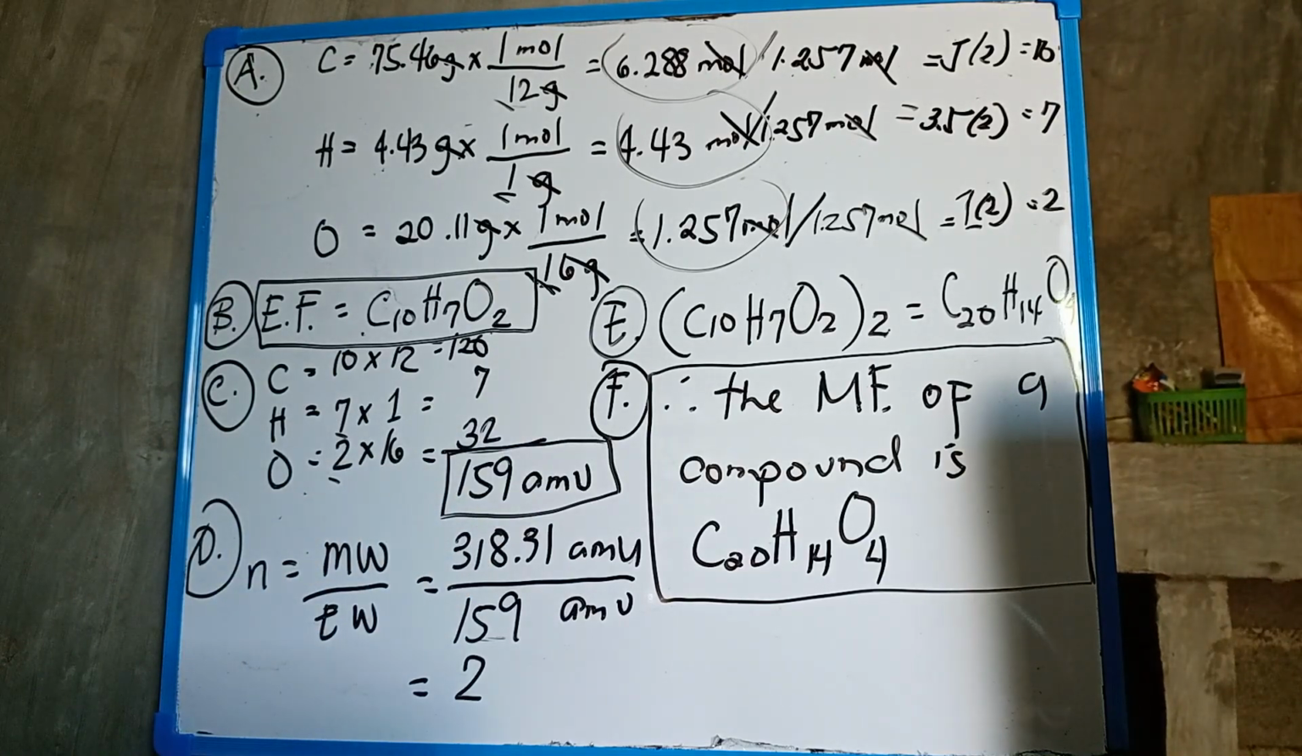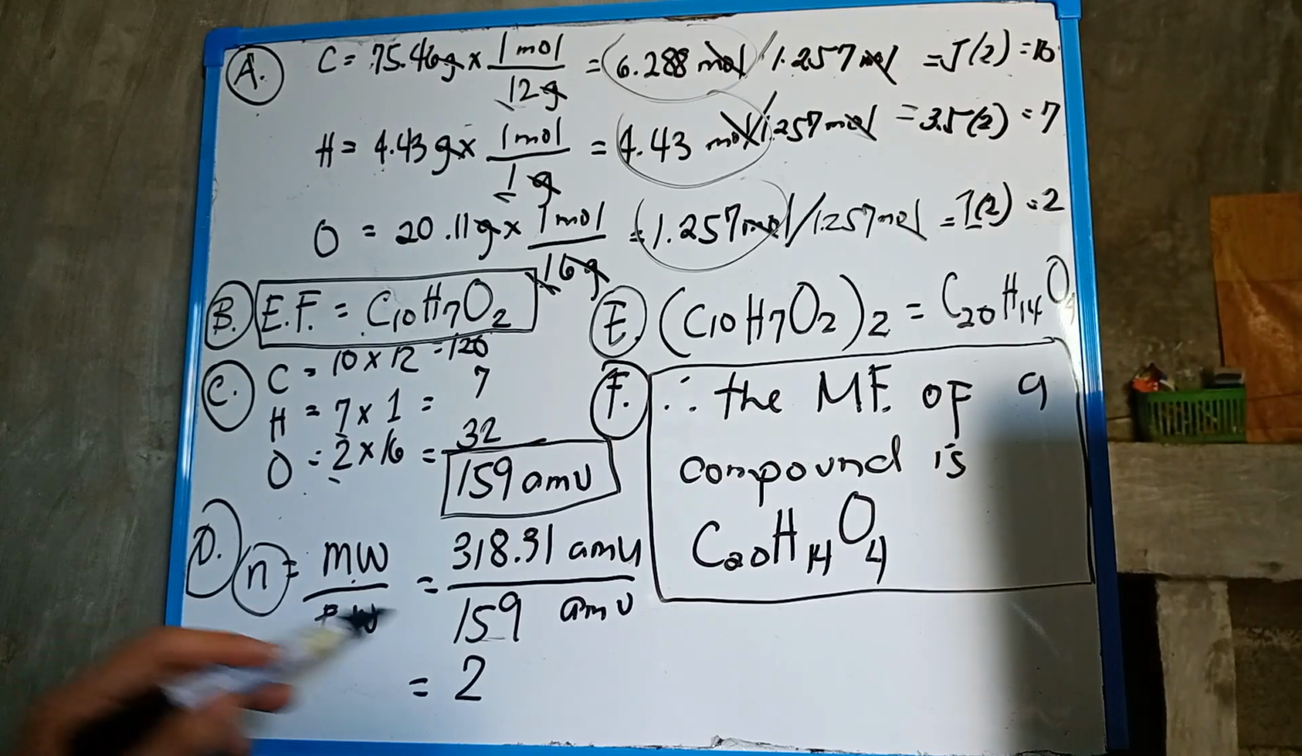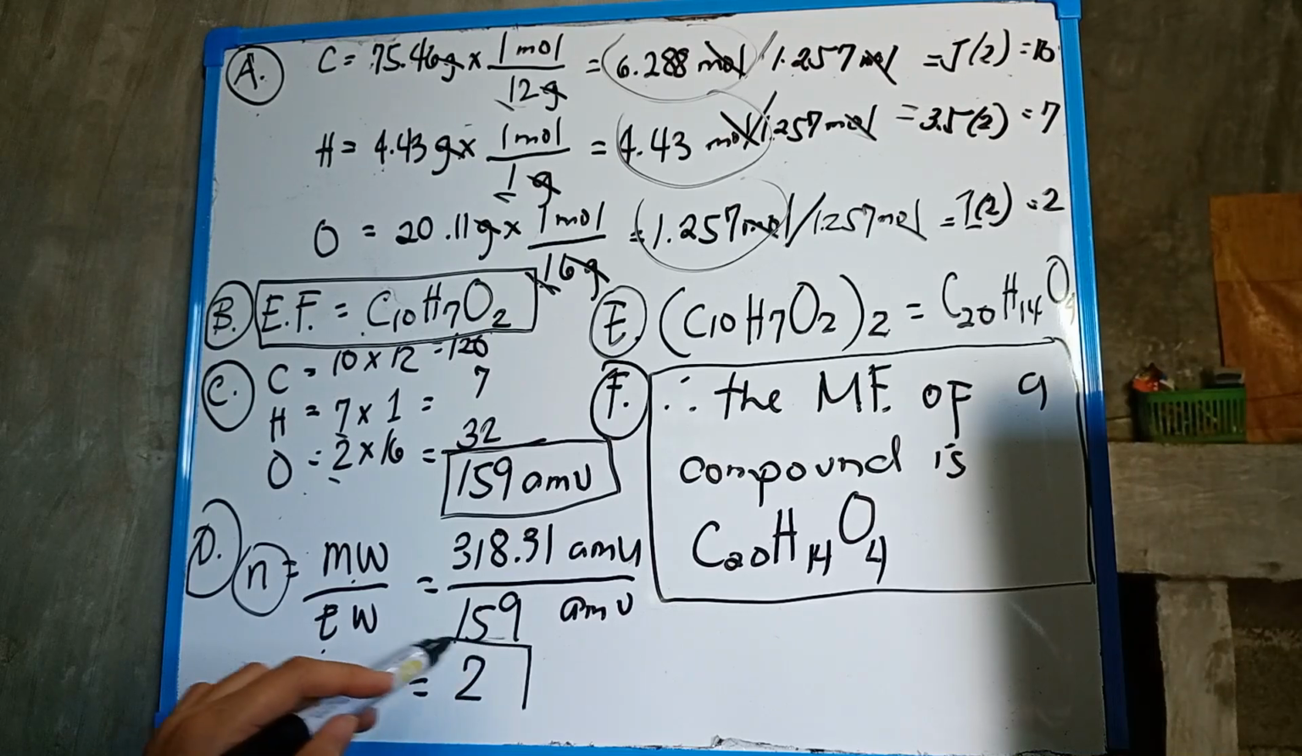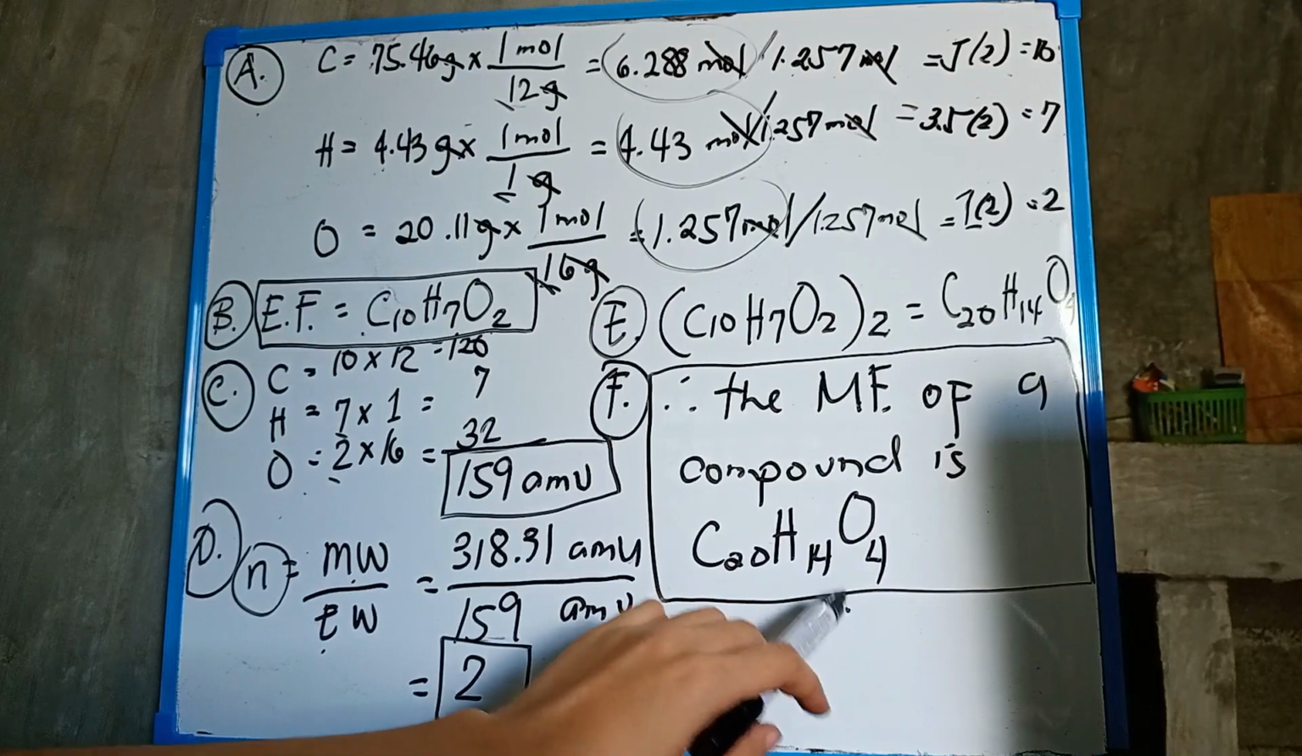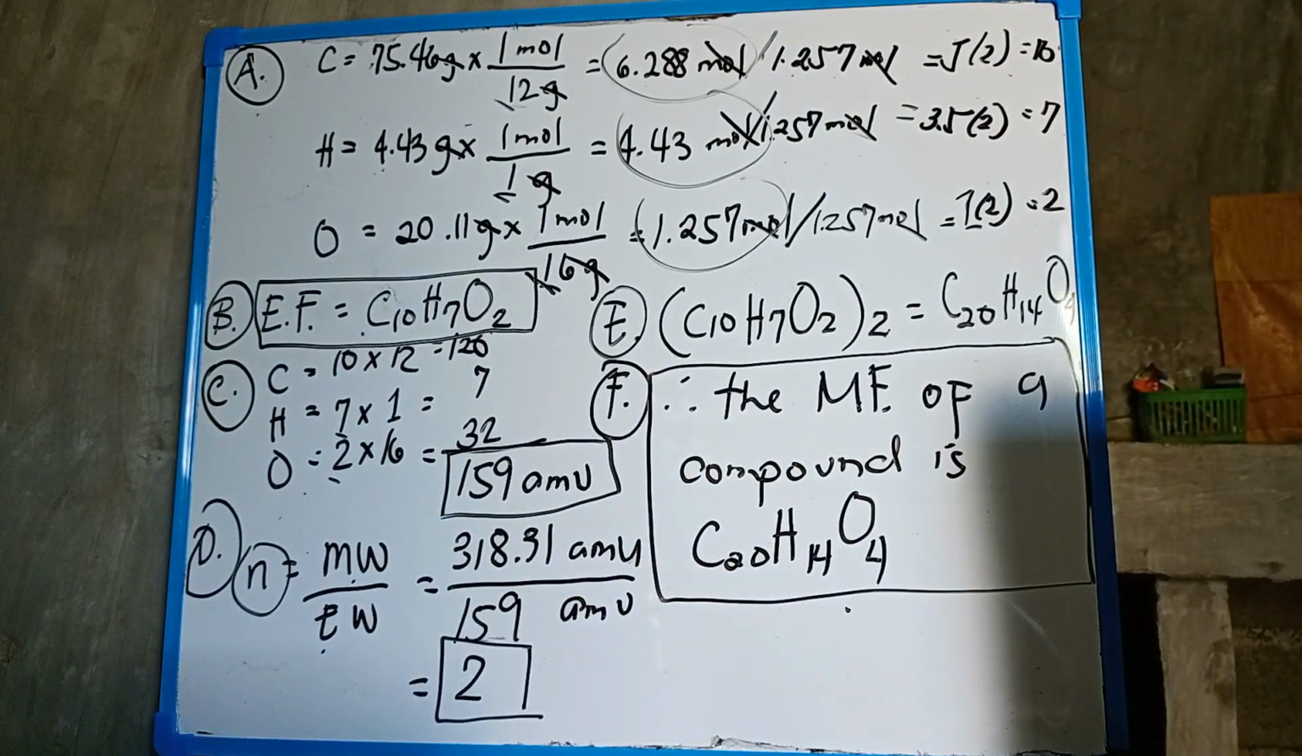So we can now get our N, so we can get the molecular formula. Molecular weight divided by empirical weight. The molecular weight is already given in the question, so you need not solve it. It is the empirical weight that we solve. Since we have N, we can now get our molecular formula. So, this is our final answer, class. The compound contains 20 atoms of carbon, 14 atoms of hydrogen, and 4 atoms of oxygen.